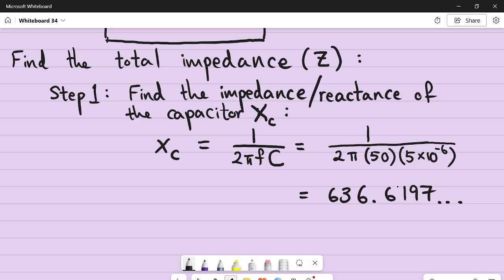Look at this 9. Perfect. So I would say to the examiner, I'm going to round that to 636.62, and then write 2 decimal places like that. Okay. What have I forgotten? I forgot to put the units. So the units for reactance, basically like impedance, is ohms. Okay? Reactance is measured in ohms.